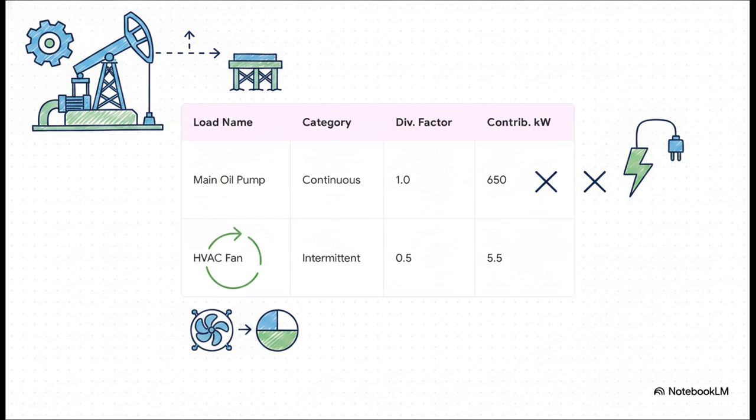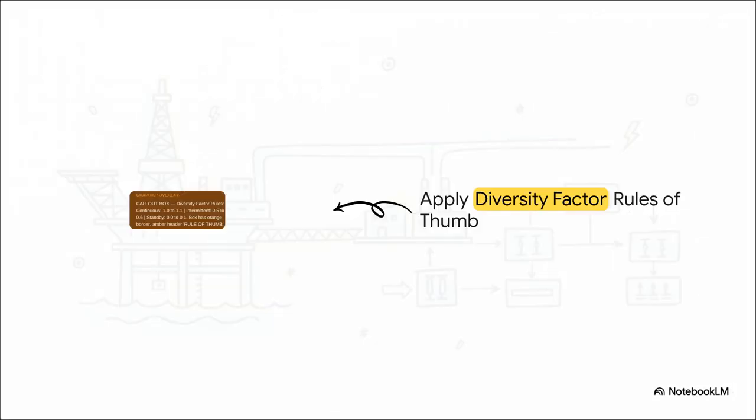For instance, our main oil pump is a continuous load, so it contributes a full 100% of its rating. But look at that HVAC fan. It's intermittent, so we only count half of its load. See how that works? So the real secret sauce here are these diversity factor rule of thumb heuristics.